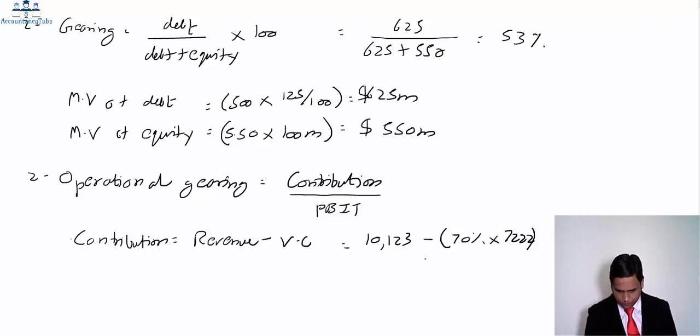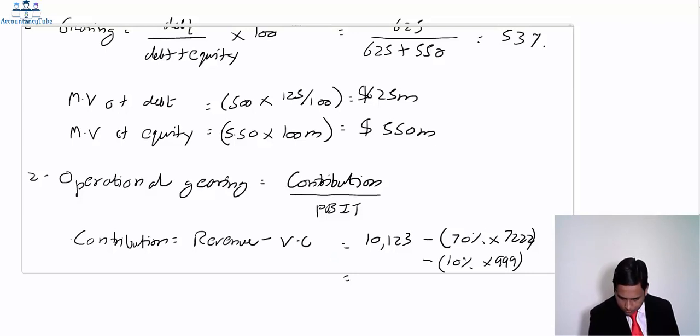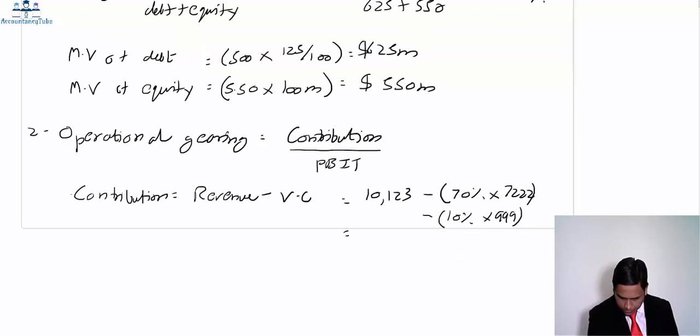Also, it's 10% of other expenses, 999. Putting that, let's put this. Let's get some more space.